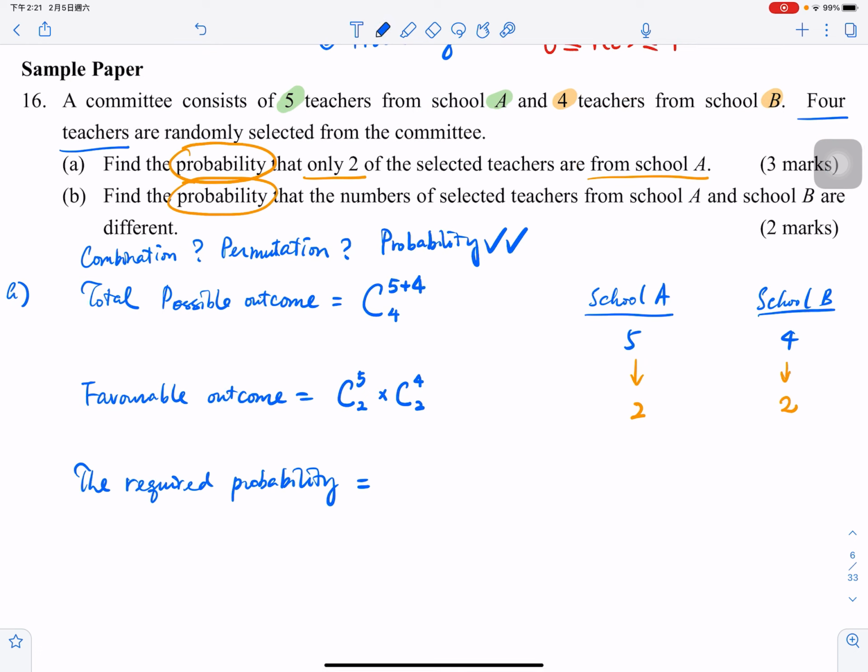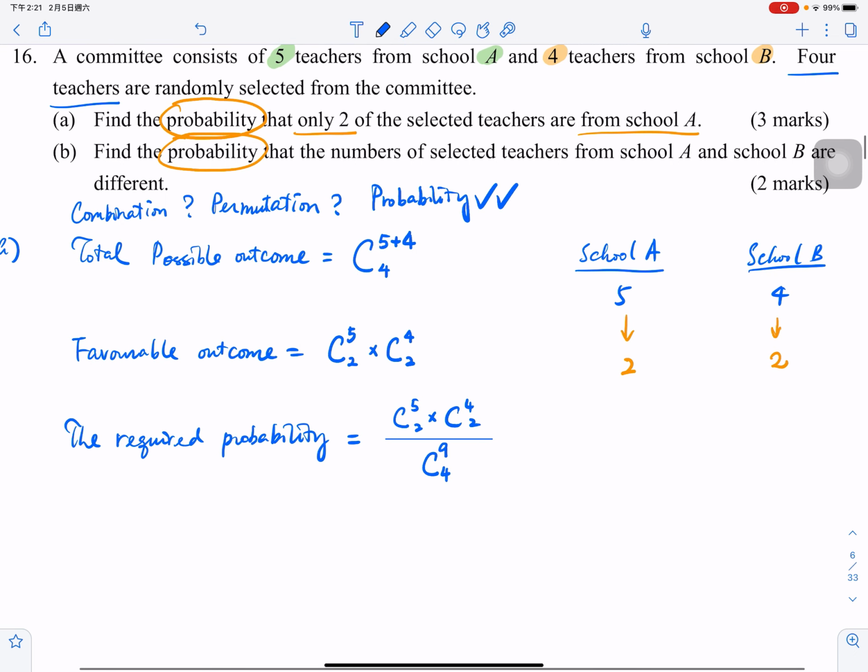So as a result, the favorable outcomes as numerator: 5C2 comes from school A and 4C2 comes from school B, then over the total possible outcomes, that means 9C4. Clear? So as a result, this one is 10 over 21. 10 over 21. Understand? Yeah, good.